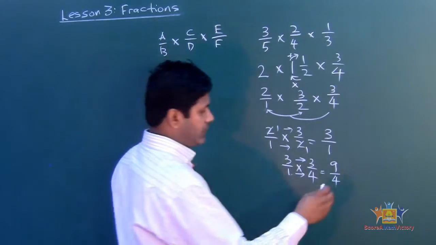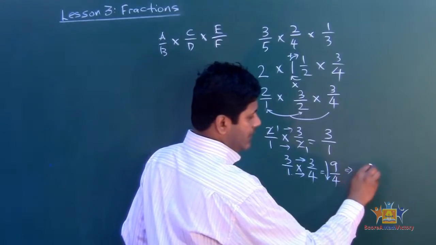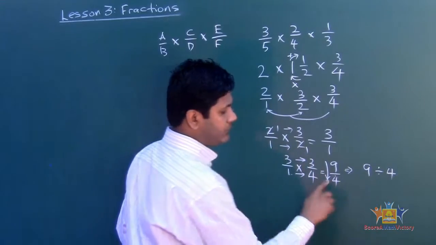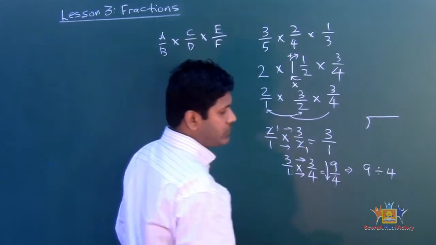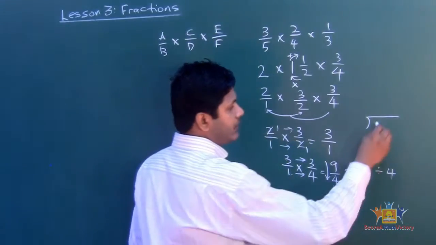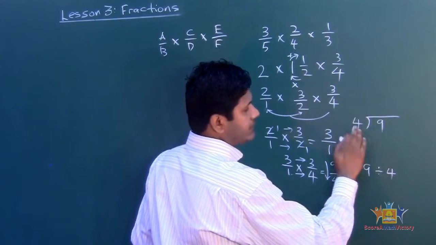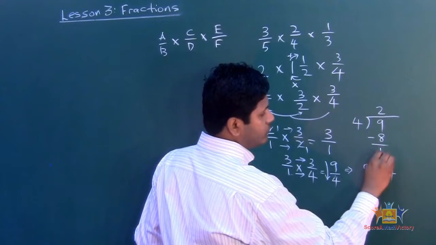So I have to use the arrow down method. That means 9 divided by 4. That's what that translates into. So I use the cage approach, which means long division. 9 is going into the cage, and 4 is going outside the cage. In 9, there's how many 4? 2. 2 times 4 is 8. 9 minus 8 is 1.